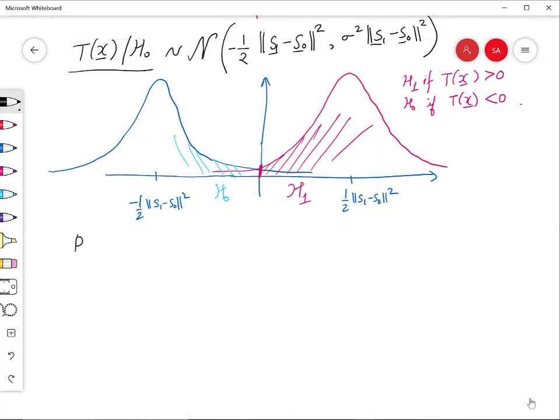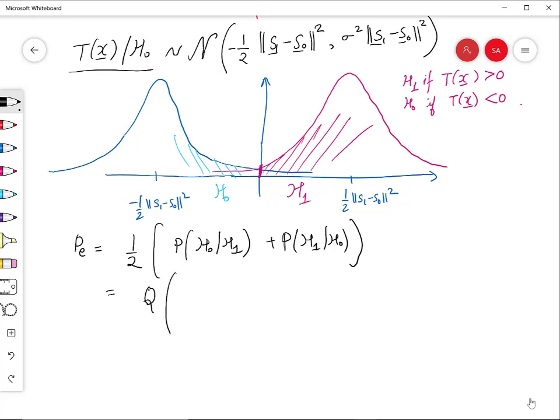All right, and now it is very simple. My probability of error is half times the probability of H0 given H1 plus the probability of H1 given H0, and since both the probabilities are the same, you can directly write it as Q of half times the norm square of S0 minus S1, divided by the square root of the variance, which is sigma square times the norm square of S0 minus S1. All right, so this is going to be my probability of error for our case here.